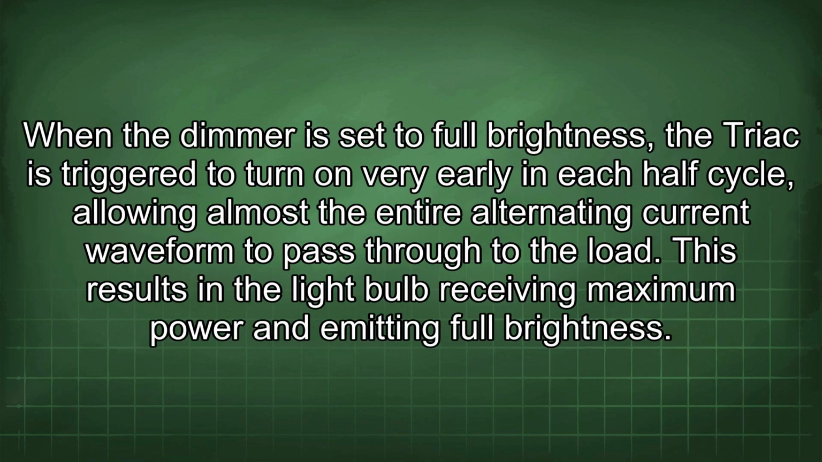When the dimmer is set to full brightness, the triac is triggered to turn on very early in each half cycle, allowing almost the entire alternating current waveform to pass through to the load. This results in the light bulb receiving maximum power and emitting full brightness.